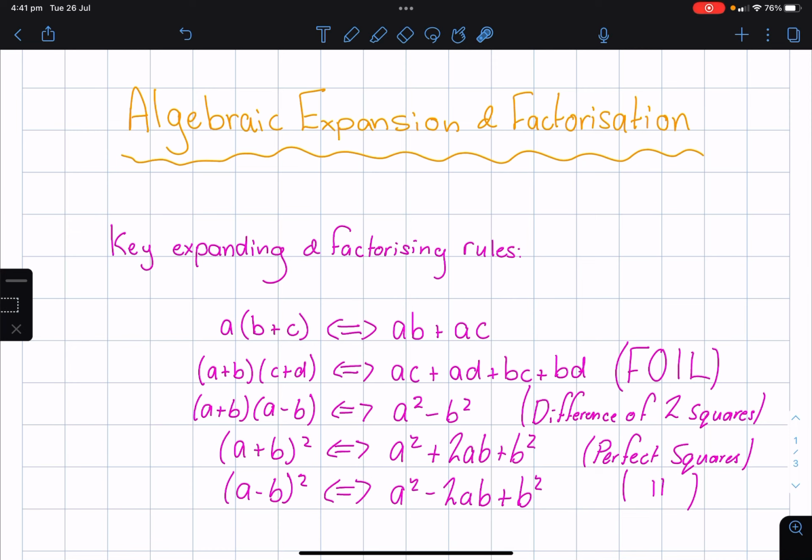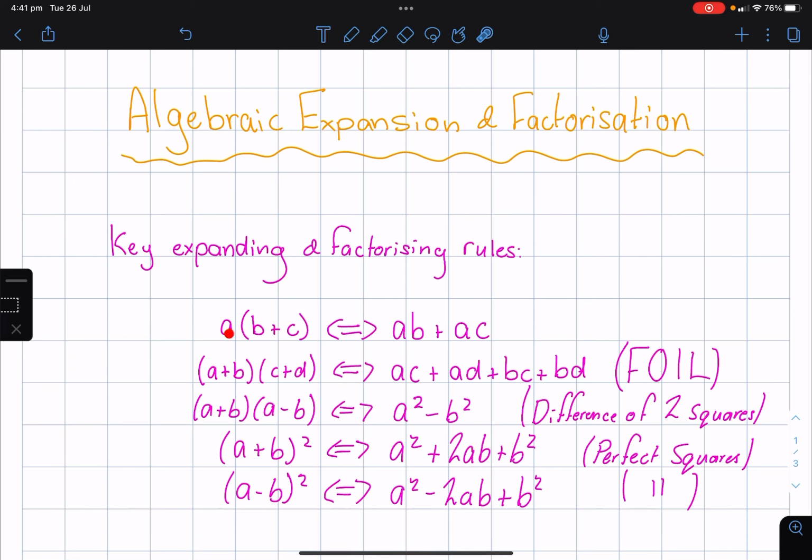So we're going to continue on expanding on our index laws, and we're going to start looking at algebraic expansion and factorization. So I've got some key expanding and factorizing rules and patterns that we're going to utilize quite a bit. So they go either way, hence the double arrow in the middle.